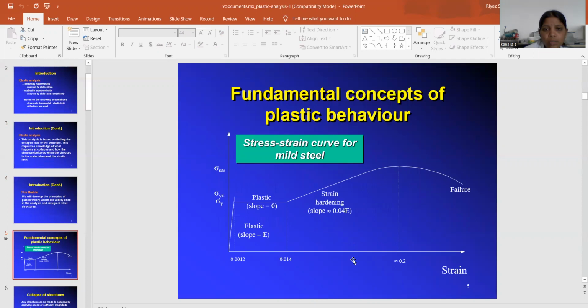This is a stress-strain curve, a fundamental concept of plastic behavior: the stress-strain curve for mild steel. This is the starting point. The y direction is stress and the x direction is strain. The plastic region has zero slope, from 0 to 0.04. Next is the starting point, this is the plastic limit, and this is strain hardening. This is the failure stage. So this is the stress-strain curve for mild steel.